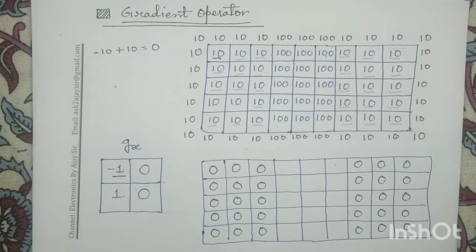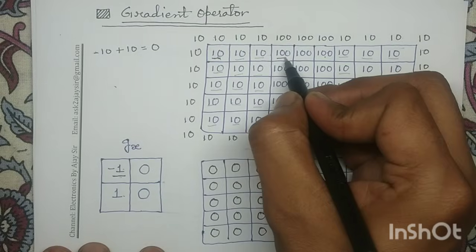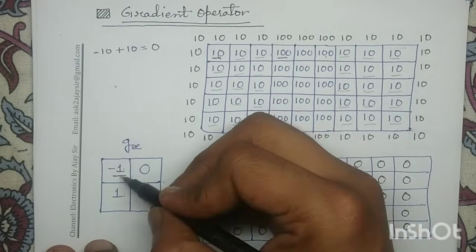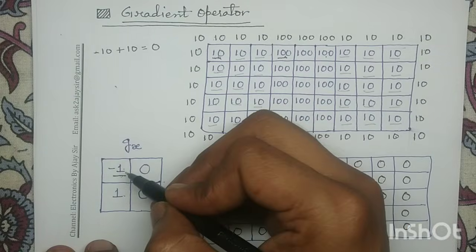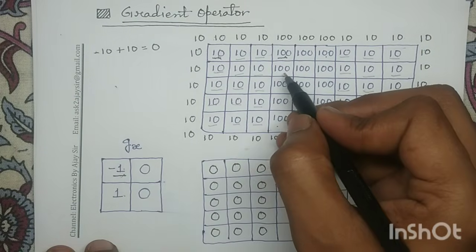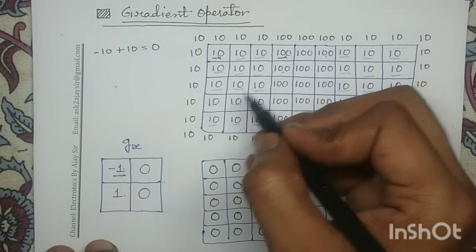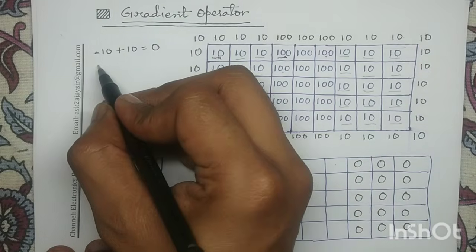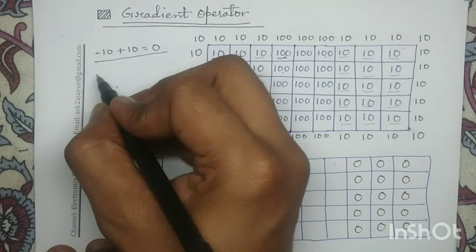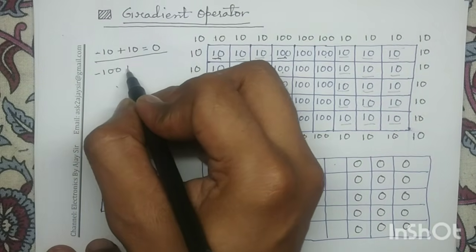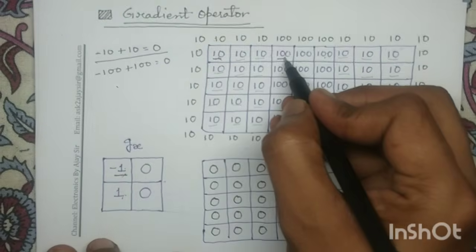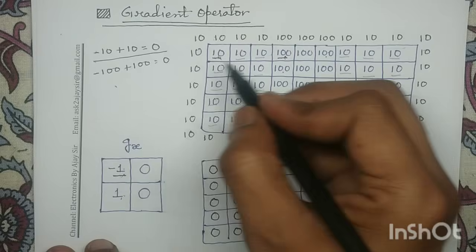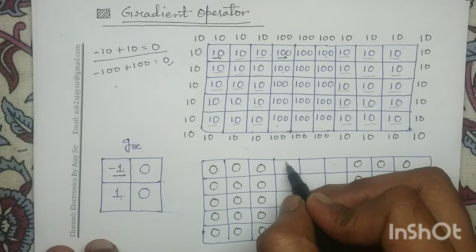Similarly, if you apply the center of this mask at this point, this intensity level 100 will be multiplied with this coefficient minus 1, and this intensity level 100 will be multiplied with this coefficient plus 1. So if I write the response, it becomes minus 100 plus 100, which is equal to 0. So for this particular pixel, we have determined the response that is equal to 0.